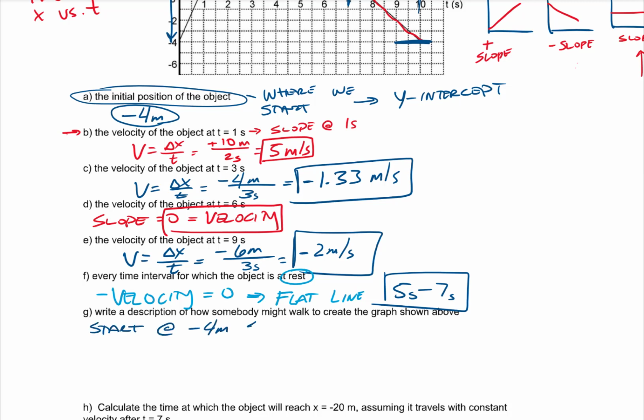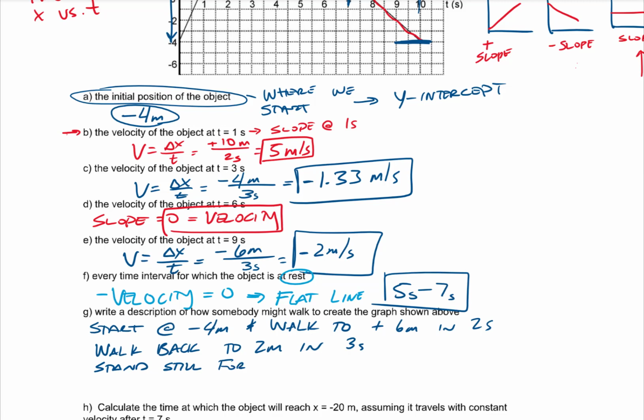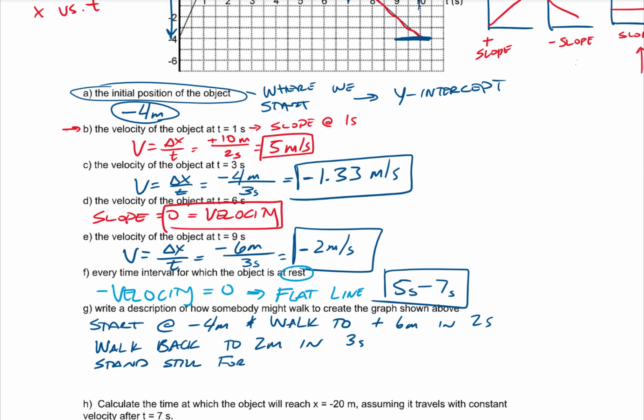Start at -4 meters and walk to +6 meters in 2 seconds. That's the first thing. Then walk back to 2 meters in 3 seconds. Stand still for, let's look at that, 2 seconds. That's the interval that we're at rest.